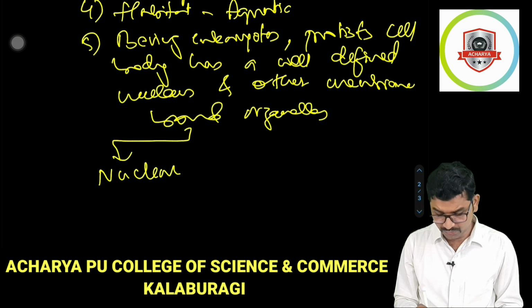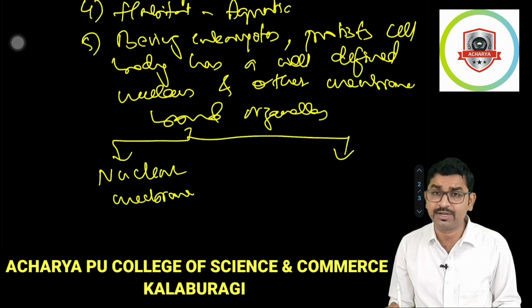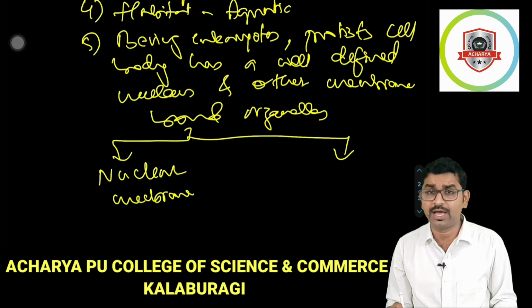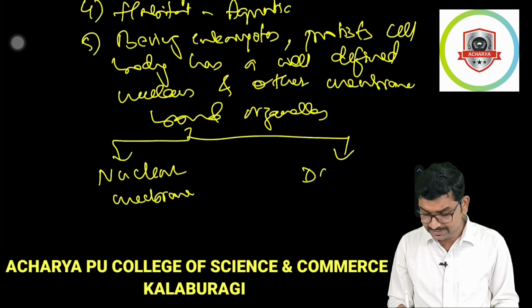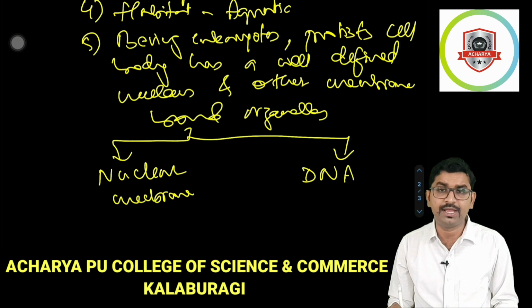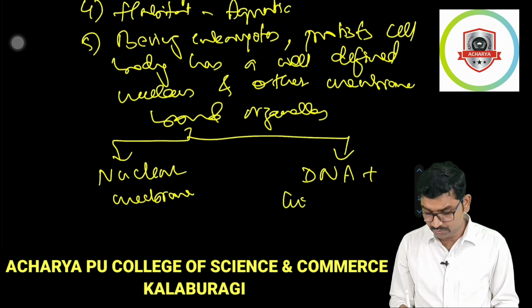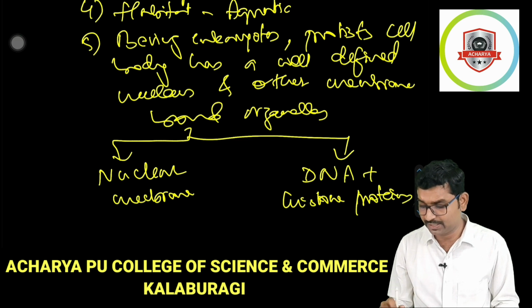If a nuclear membrane is present, what will you find inside? Inside the nucleus you will find the DNA along with the histone proteins, right? Histone proteins are also found in it.